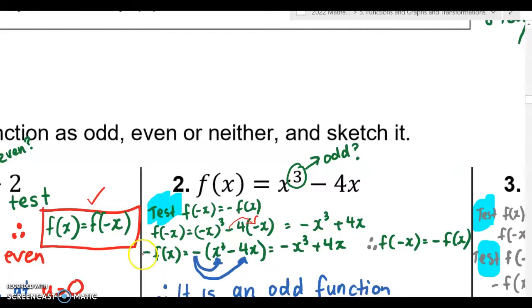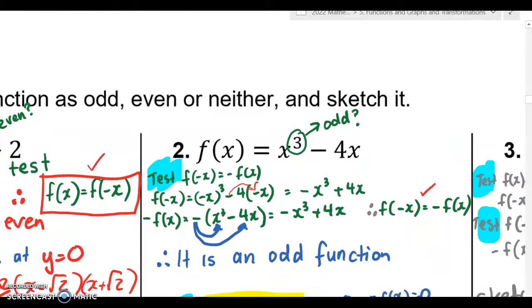Now let's see what minus our function of x is. So that's minus that whole function, okay? And then we have to multiply that minus through each term. So we end up with minus x cubed plus 4x. And what you can see is those are the same. f of minus x is equal to minus f of x. So tick, it is an odd function, which is what we thought it would be.